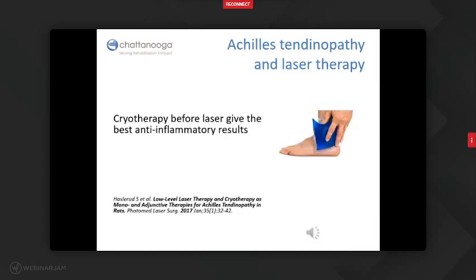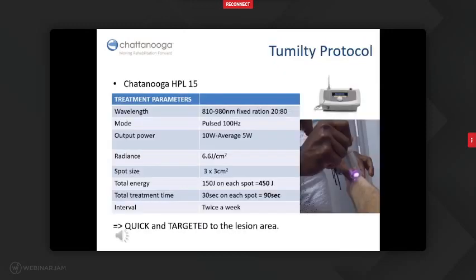Before a laser session, cryotherapy gives a stronger anti-inflammatory effect. In the protocol, Tumilty was using the Chattanooga HPL device with pulse mode. The session is only 90 seconds long, twice a week. All the energy is delivered on the lesion.